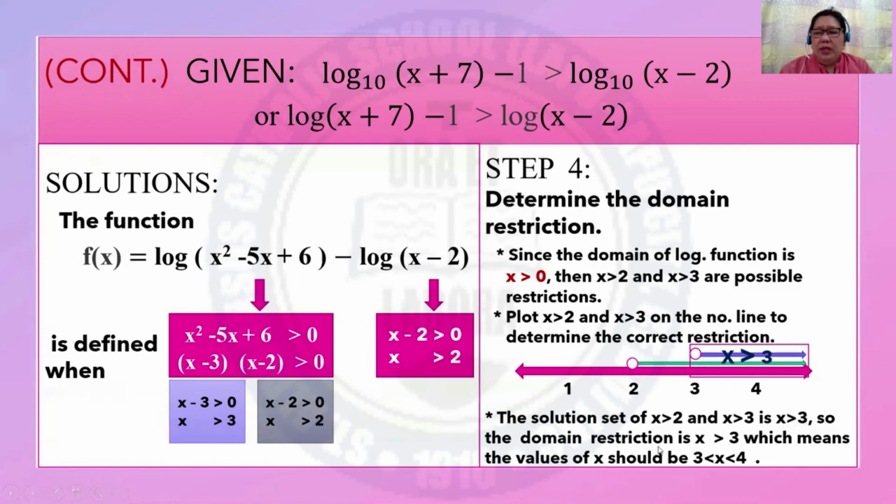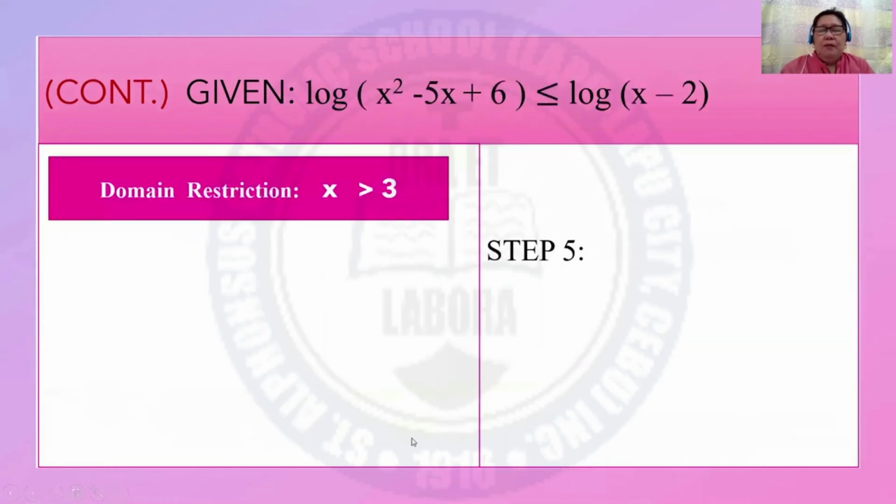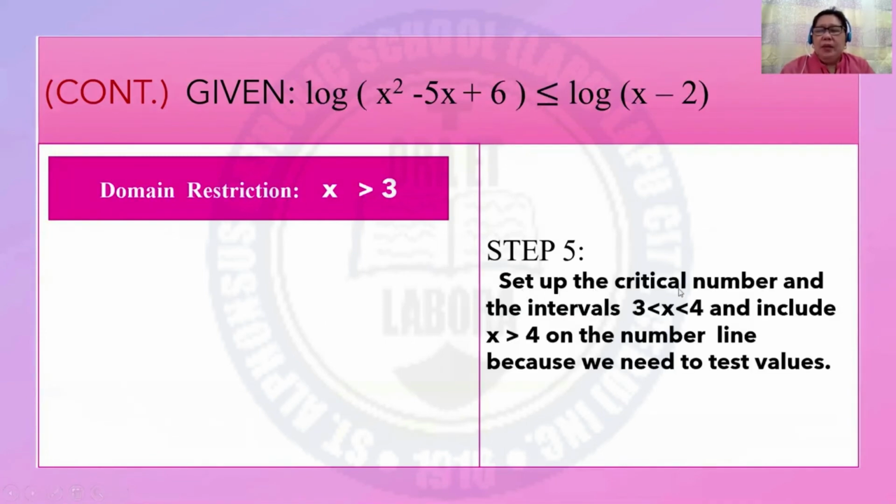So the domain restriction is x greater than 3, which means the values of x should be between 3 and 4. For step 5, since the domain restriction is x greater than 3, we set up the critical number and the intervals x between 3 and 4, and we need to include x greater than 4 on the number line because we need to test values.